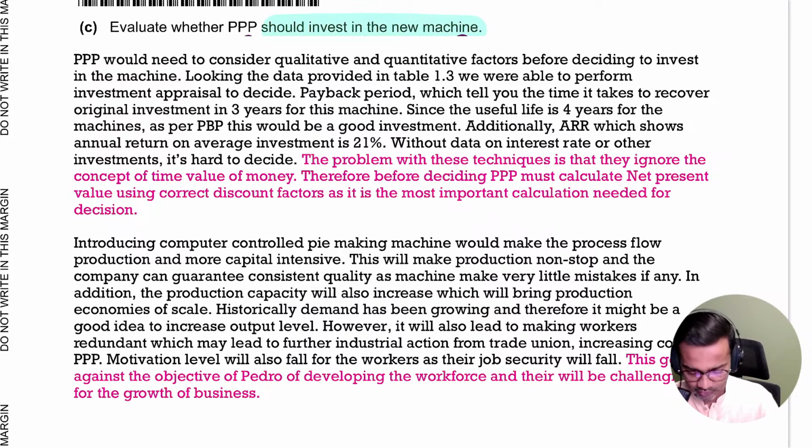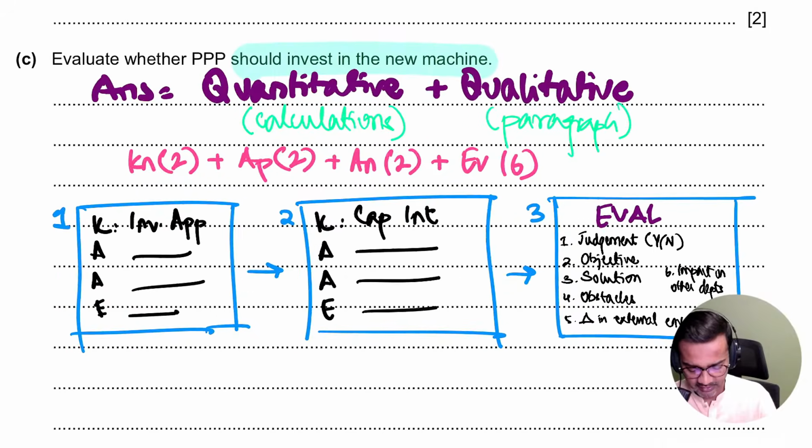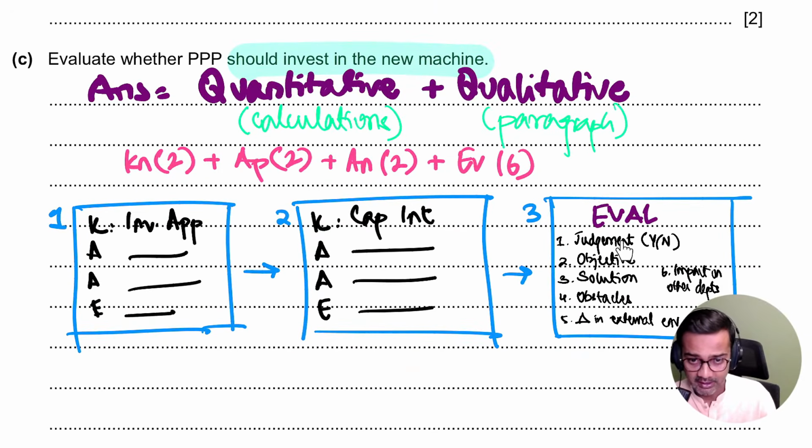And now I'm going to look into my final paragraph of evaluation, which I discussed here earlier. Remember, I'm going to give a judgment. Should they do it? Should they not do it? How does it impact the objective? We've kind of discussed the objective part already in this last paragraph, so I can skip that. Maybe I can provide a solution, any obstacle, any impact. So this is what I'm going to do.